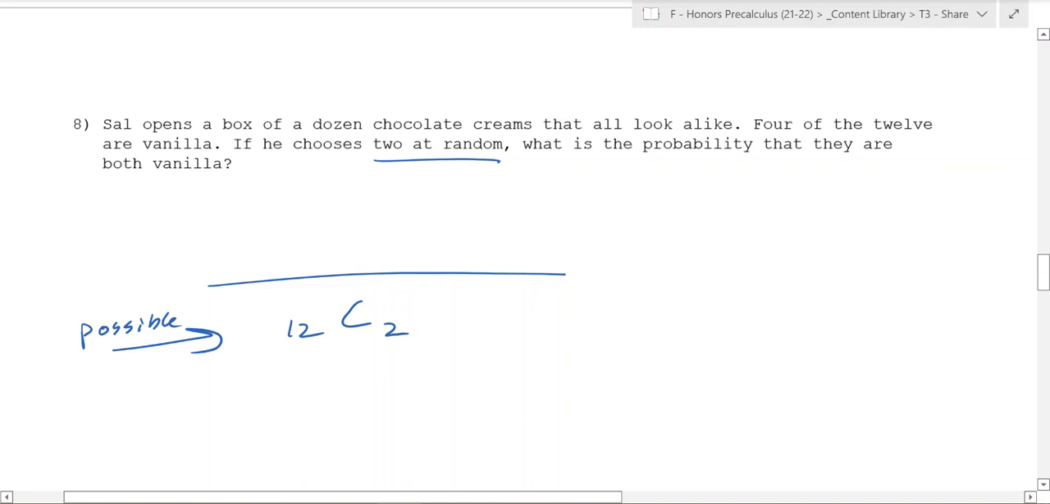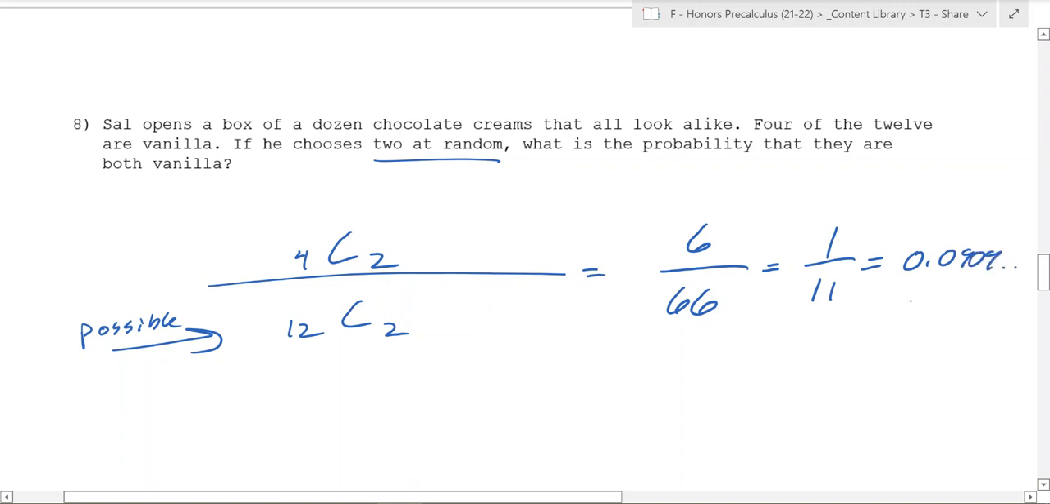And then what about the winning outcomes? Well, there are only 4 that are vanilla, and you're choosing 2 of them. So when you do this, you end up with 6 out of 66, which is equal to 1 out of 11, which is 0.0909 repeating. So it's actually 9.09%.